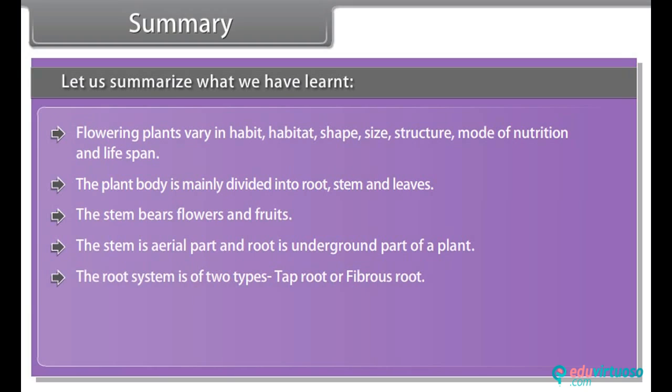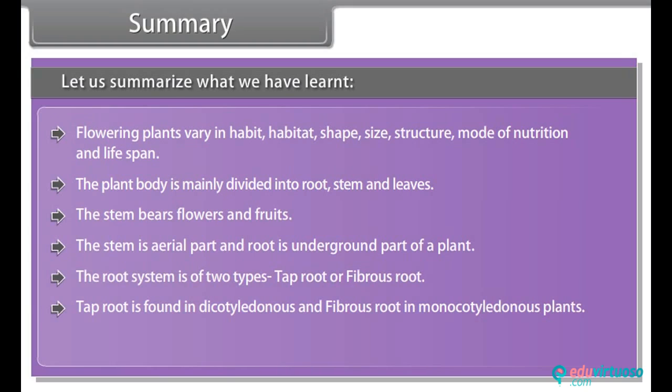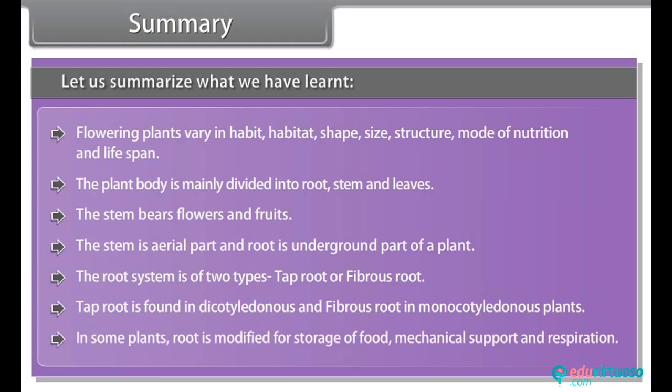The root system is of two types: taproot or fibrous root. Taproot is found in dicotyledonous and fibrous root in monocotyledonous plants. In some plants, root is modified for storage of food, mechanical support and respiration.